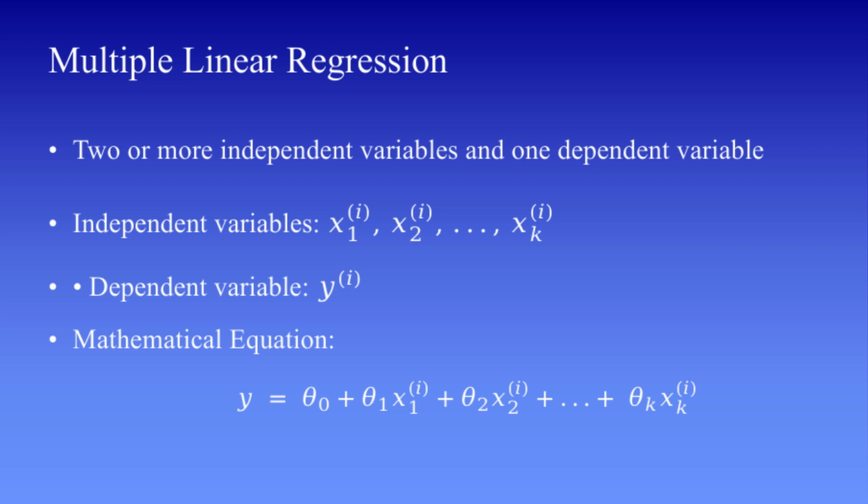The equation for multiple linear regression can be written as y equals θ0 plus θ1x1 plus θ2x2 and so on up to θkxk. Here, y is the predicted value, θ0 is the intercept, θ1, θ2 up to θn are the coefficients, and x1, x2, up to xn are the independent variables. Now let's understand this intuitively.